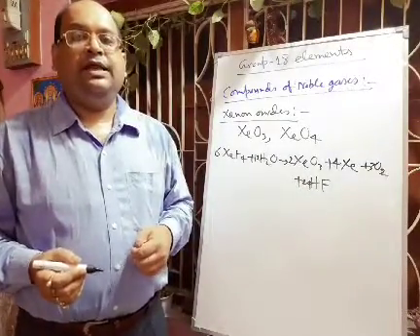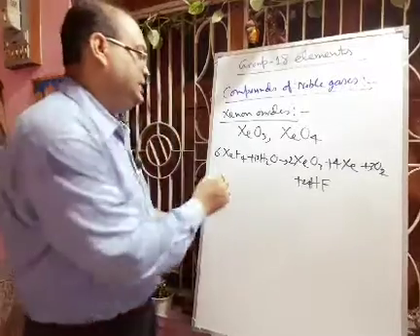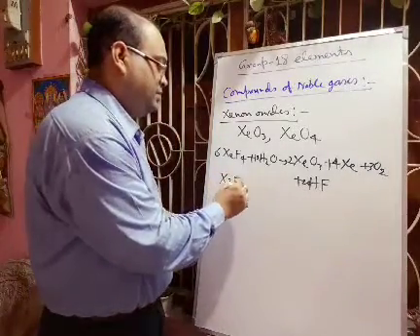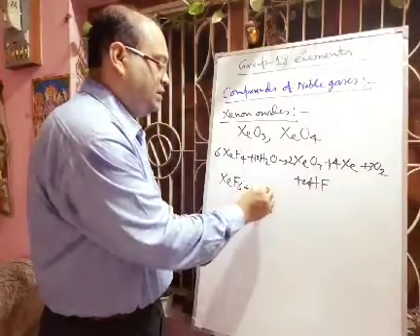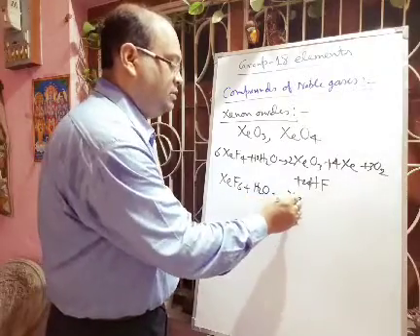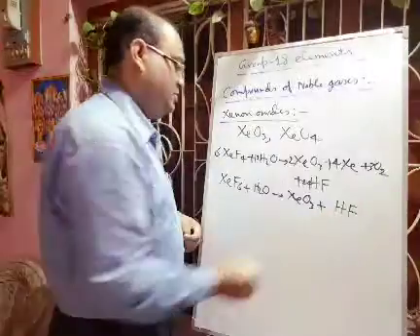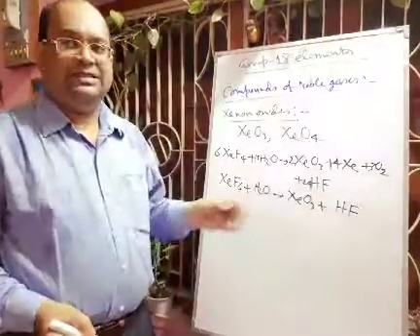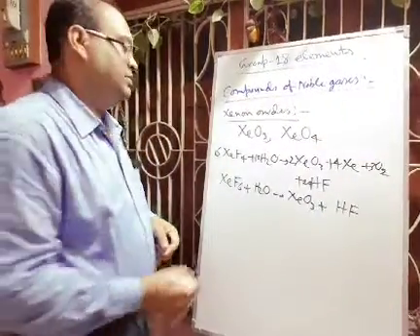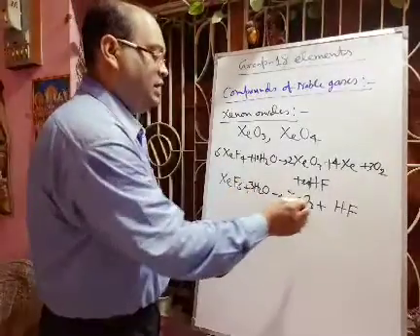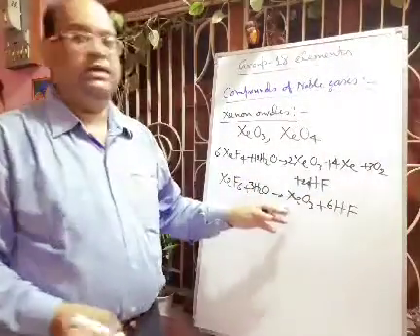Or simply another equation you can write, that XeF6 is reacting with water forming XeO3 plus HF. Now you have to balance this equation. Here you have to put 3 and here you have to put 6. Now I think it is balanced.